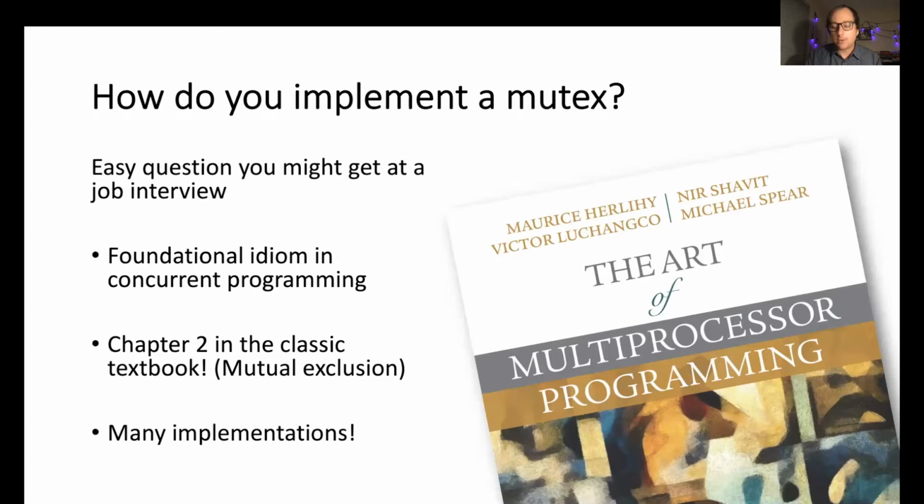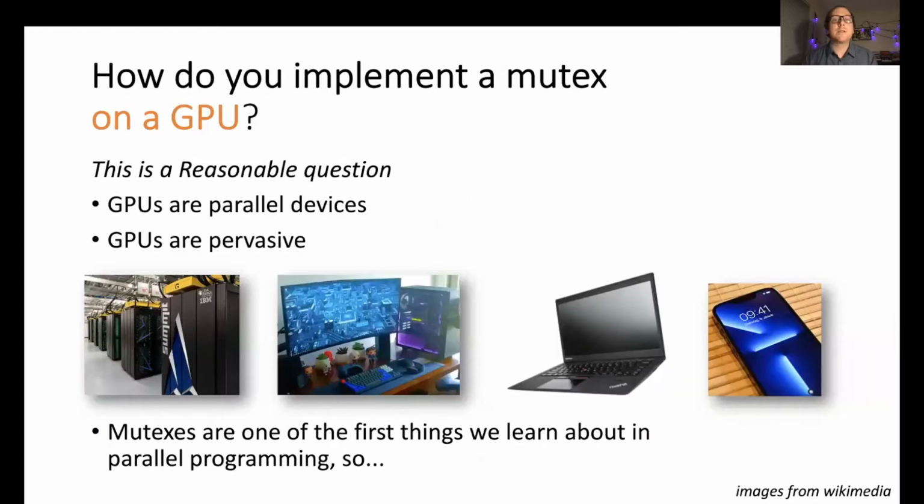Now I want to refine the question a little bit and ask, how do you implement a mutex on a GPU? This is a reasonable question because GPUs are parallel devices, so we might want mutual exclusion on them. And GPUs are pervasive. They're in the data center in the cloud that we interact with. They're in our performance workstations, our laptops, our phones, and sometimes even our watches. And since mutexes are one of the first things we learn about in parallel programming, we might want to know if we can implement them on these pervasive devices.